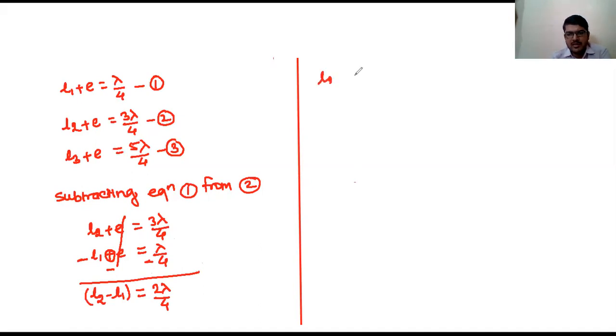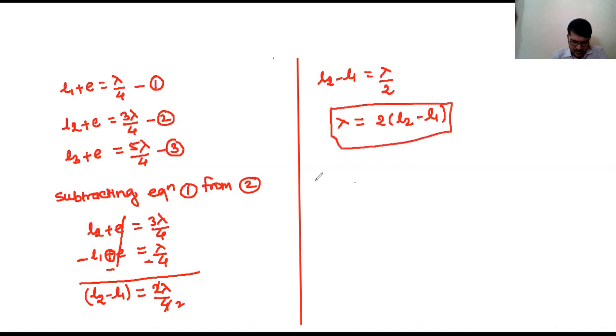L2 minus L1 is equal to this 2, and this 2 I am also cancelling here. So you are getting L2 minus L1 is equal to lambda by 2. Yes or not? So from this, if I want the wavelength lambda, it is 2 into L2 minus L1. I got the lambda value.